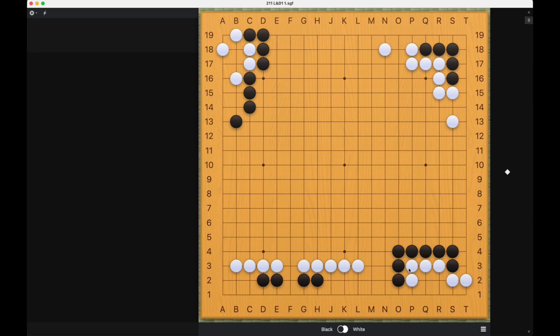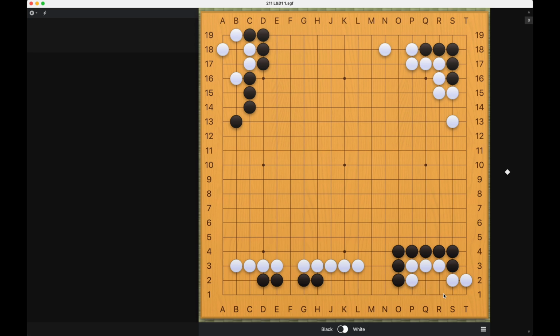Lastly, let's look at the pattern on the lower right corner. It is black to move, and the goal is to kill the white group. So here, as you can see, white's eye space is pretty big. If you try to reduce it like this, white has like a bent 5 shape that is impossible to kill. White will always have 2 real eyes this way.